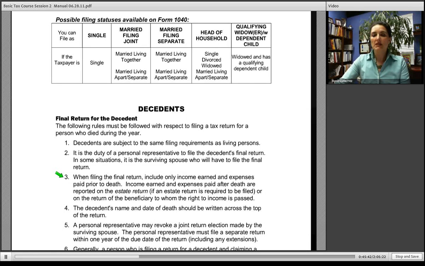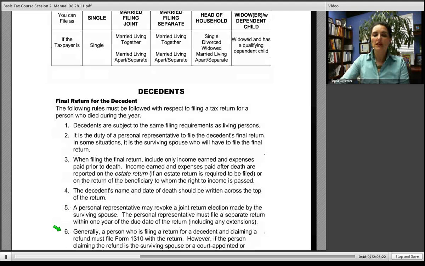Income earned and expenses paid after death are reported on the estate return if an estate return is required to be filed, or on the return of the beneficiary to whom the right to income is passed. The decedent's name and date of death should be written across the top of the return. A personal representative may revoke a joint return election made by the surviving spouse. The personal representative may or must file a separate return within 1 year of the due date of the return, including extensions.